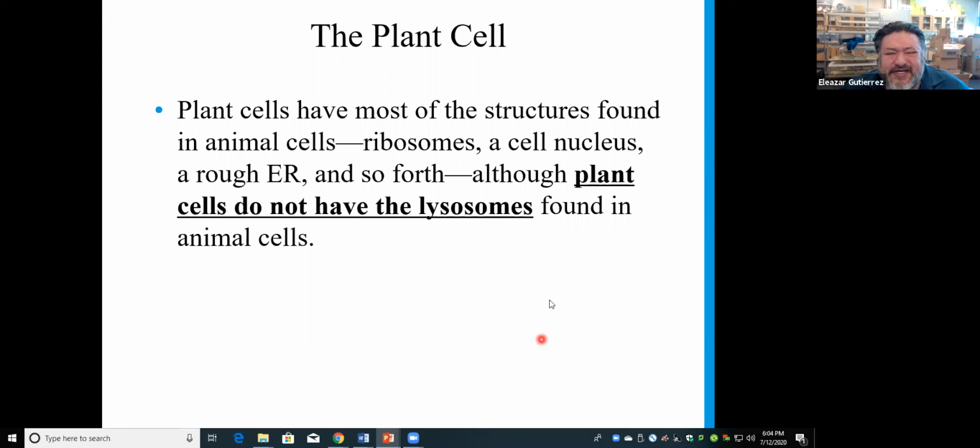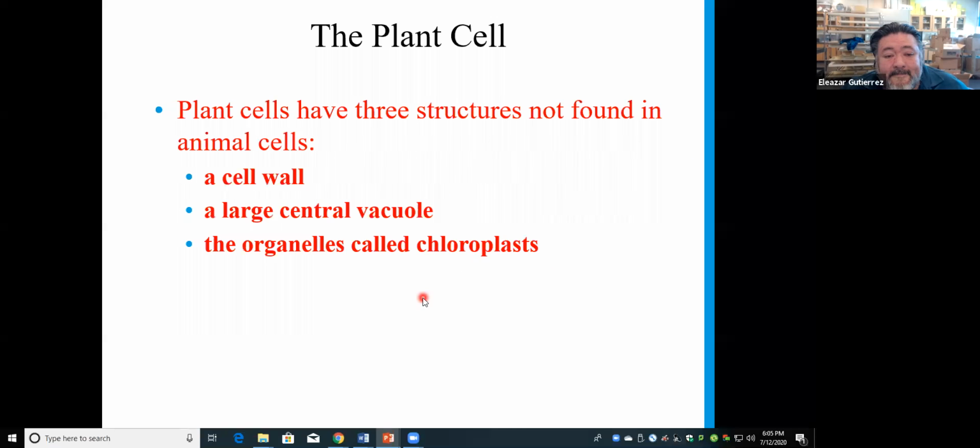One thing that's interesting about plant cells is that they do not have lysosomes. And the reason they don't have lysosomes is because they have a central vacuole that takes over the role of the lysosome. Okay. Otherwise, they have ribosomes, they have a cell nucleus, they have a rough endoplasmic reticulum, everything. Okay.